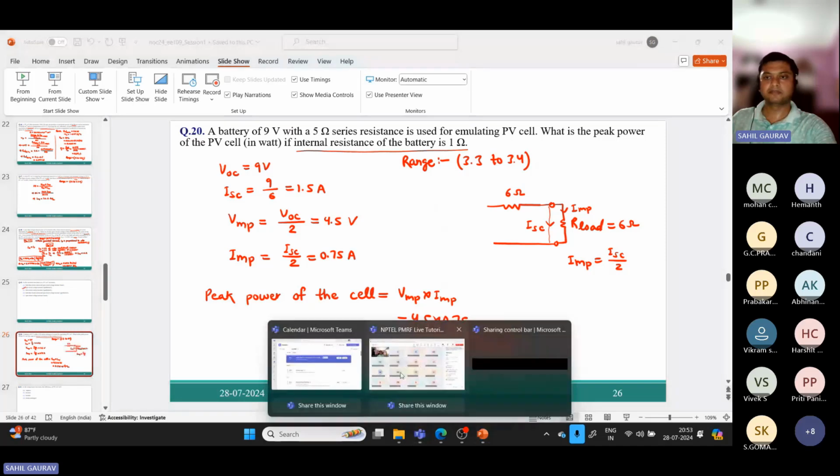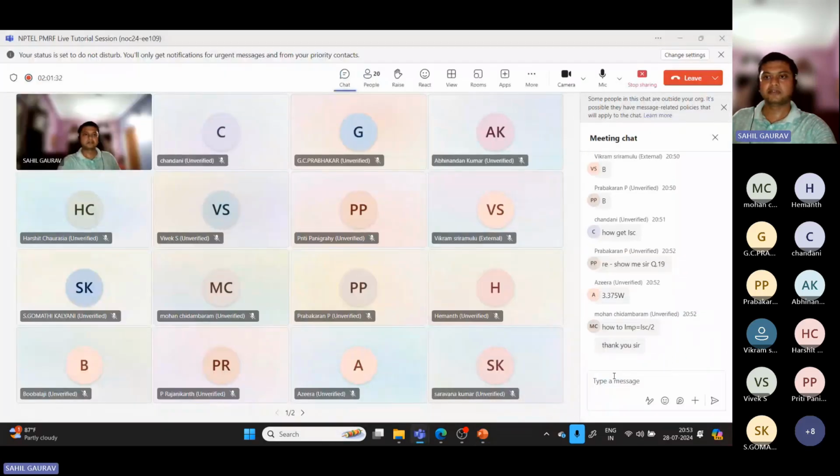Who is asking this problem? Chidambaram, are you able to get it? Okay.